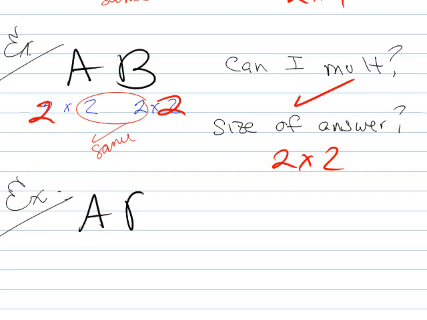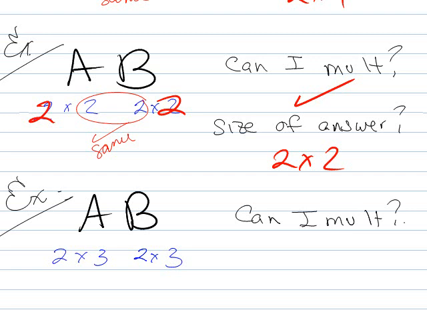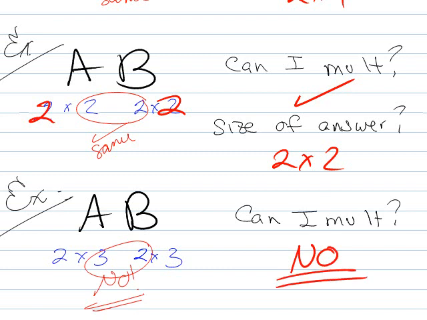So I've got an A and a B that are a 2 by 3 and a 2 by 3. Can I multiply these together? No. A lot of people say, well, they're both 2 by 3, so can I multiply them together? No. The numbers on the inside have to be the same size. If they're not the same size on the inside, the answer is no, so I can't even find the size of the answer because there isn't one. All right? Got it?